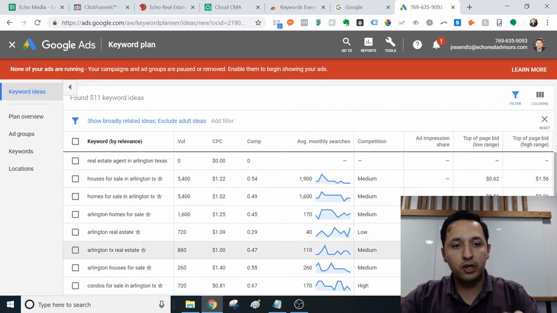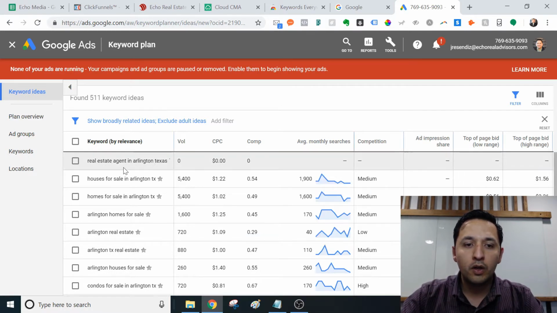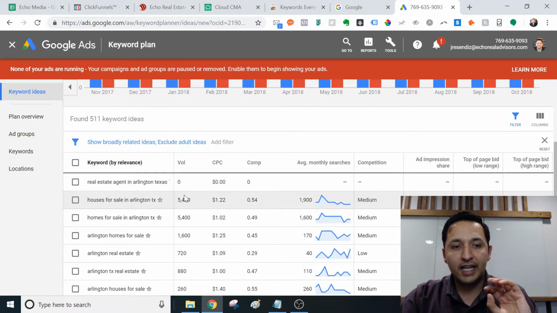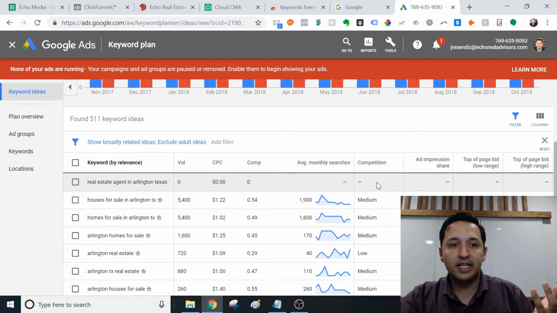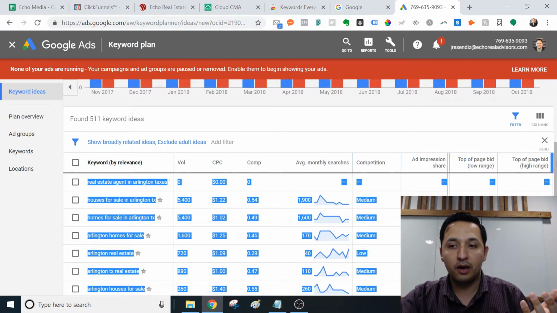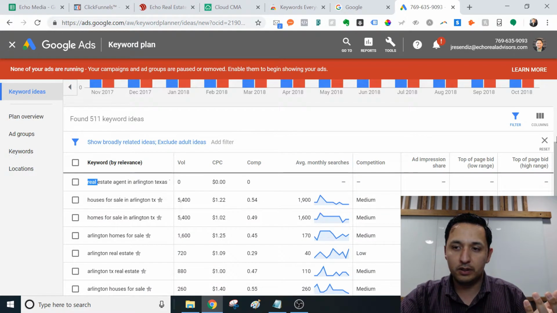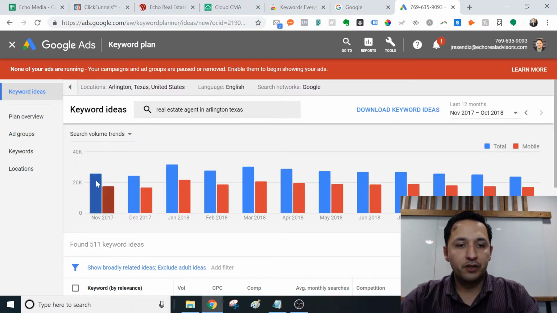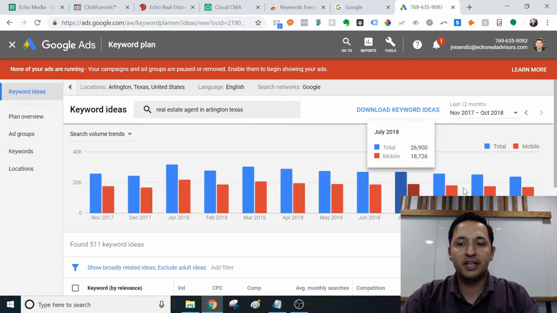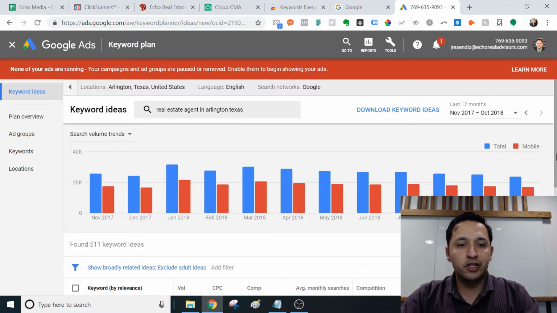So once you come here, you are getting keyword ideas. There's 511 keyword ideas. You get to see the volume breakdown per month, if I can get this mouse to work. You see how many times it's been researched. You see the spikes. You see when it's searched less.